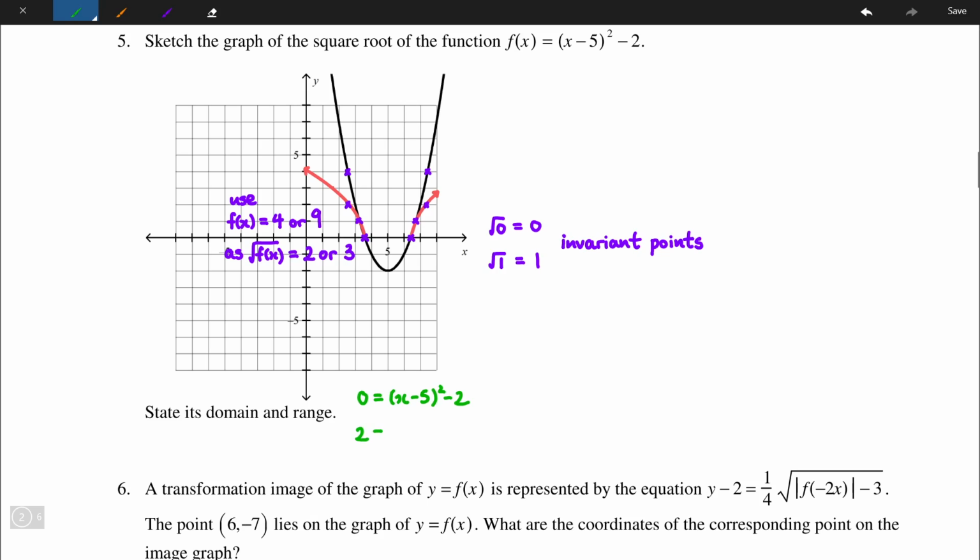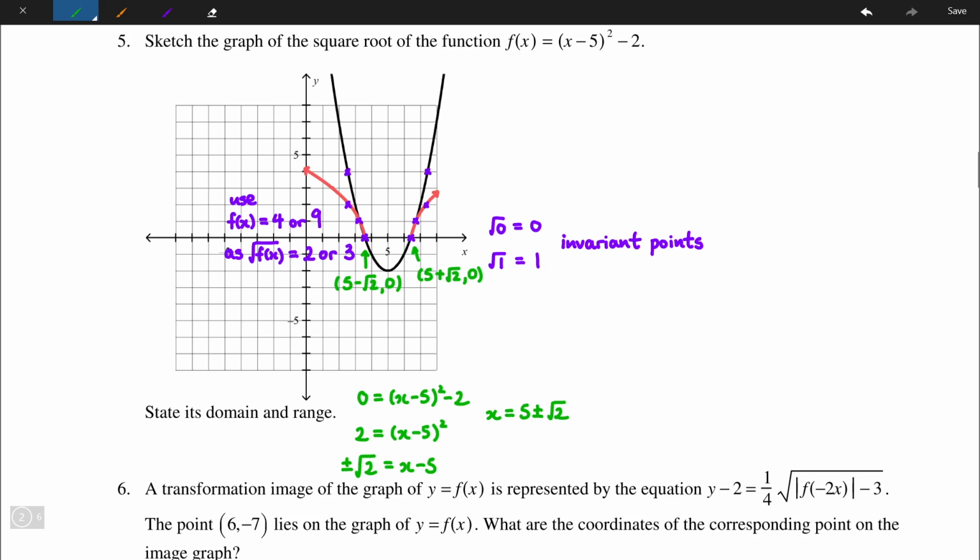So we have 2 on the left-hand side, (x minus 5) all squared, square root of both sides, so this will be positive or negative the square root of 2, and that's going to be equal to x minus 5. So x is going to be equal to 5 plus or minus root 2. So the point on the left here, we now know the precise coordinates. This was going to be (5 minus root 2, 0). And the point on the right, this will be (5 plus the square root of 2, 0).